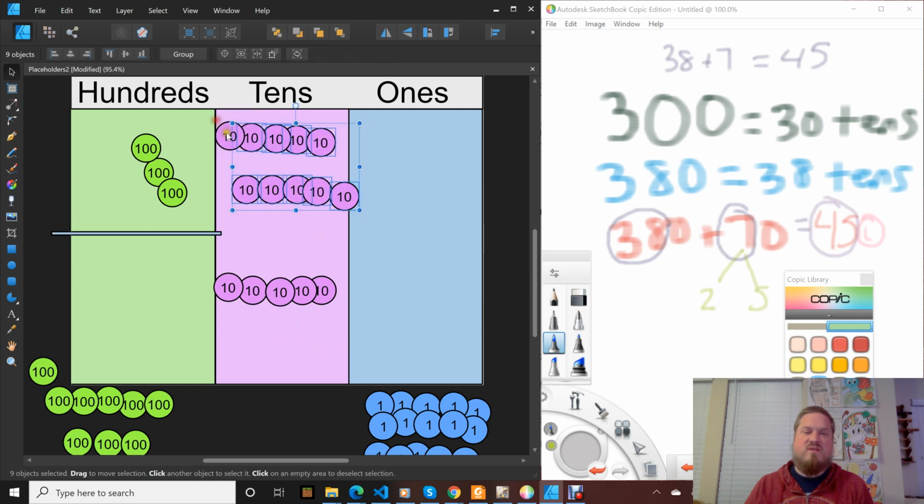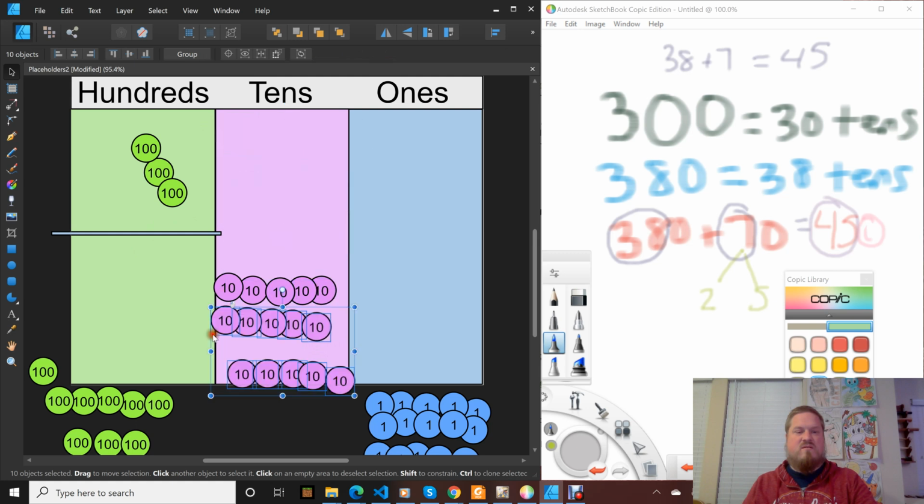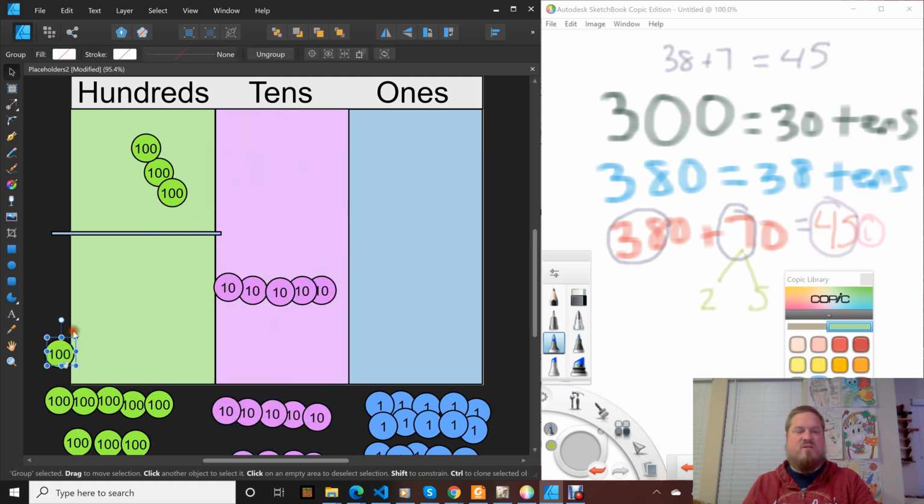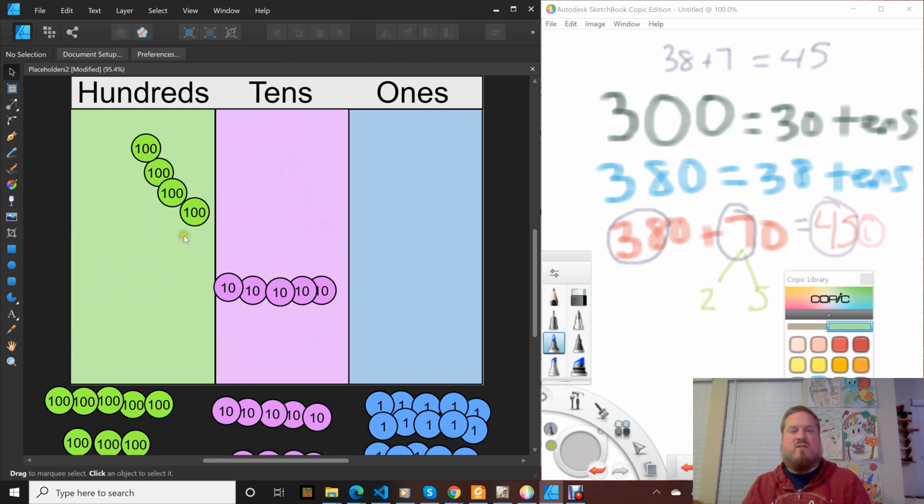We take the 10 and trade it in for 100. And then we end up with 1, 2, 3, 4 100s. 1, 2, 3, 4, 5, 5 tens. 4 100s and 5 tens means 450.